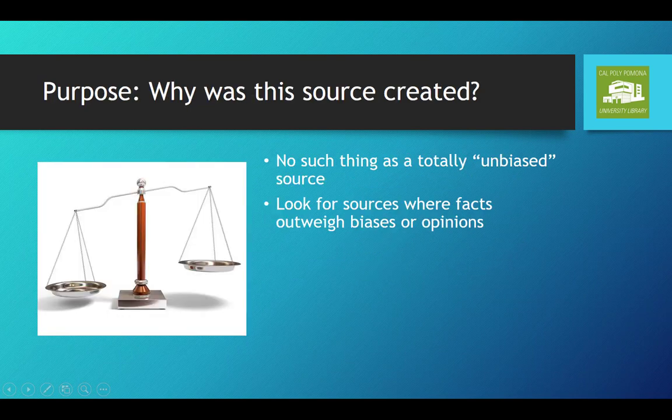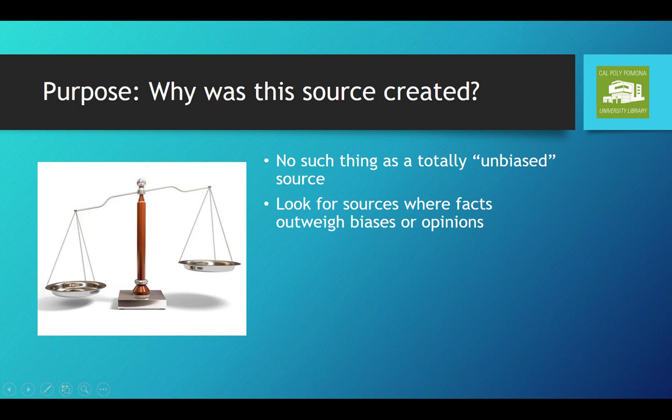Finally, there's the question of purpose. When we're asking about purpose, we're asking, why was this source created? Or, what was this source intended to accomplish? This is where we run into the problem of bias, and is where I have to let you in on a dirty little secret. There is no such thing as a totally unbiased source.